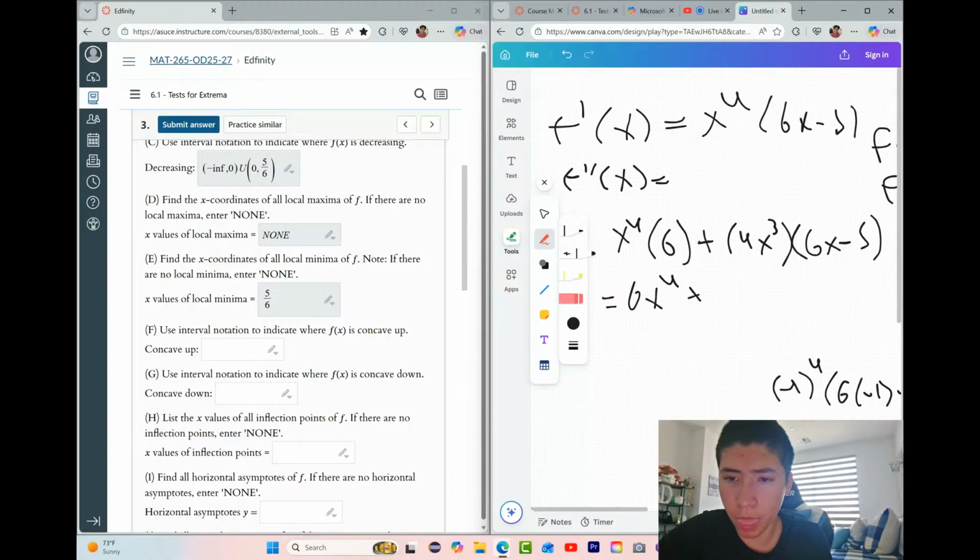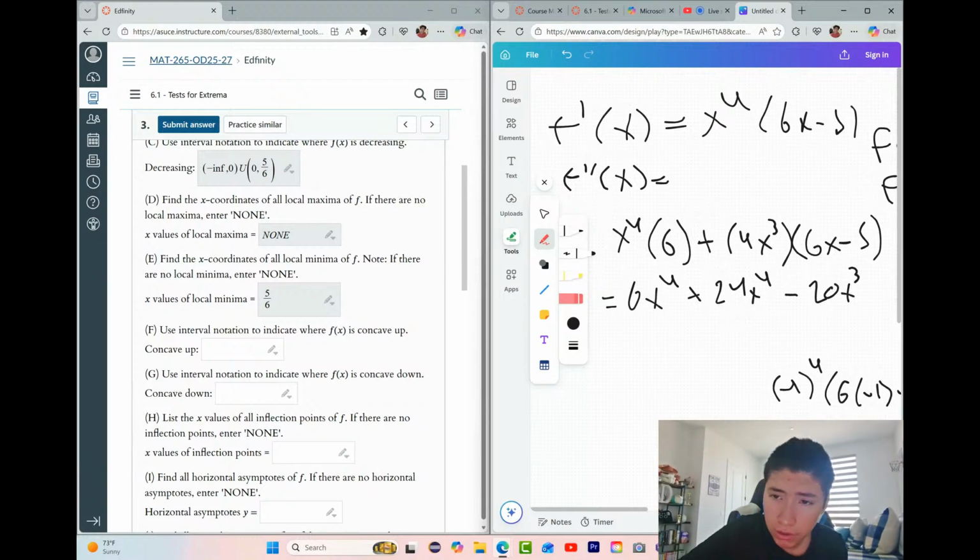Should we expand? Sure, let's go ahead. Shouldn't hurt. 24x to the power of 4 minus, and that's the 5, right? So we get 20x to the power of 3. I see. Oh, okay, yeah. And we can simplify even further. Or we can make it look cooler. Make it look simpler.